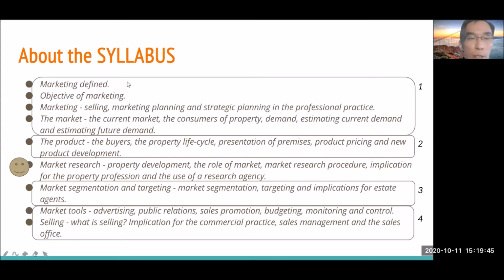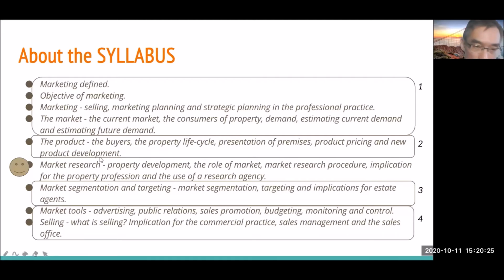Right, this is the syllabus of the marketing paper. I have copied it from one of my earlier videos, about the summary. You can go back to my website and go to the same video, and you will see the same extract of the syllabus, which is quite clear. We have 4 parts, and the one that I put a smiley face on is market research. So you can divide the syllabus into 5 major parts.